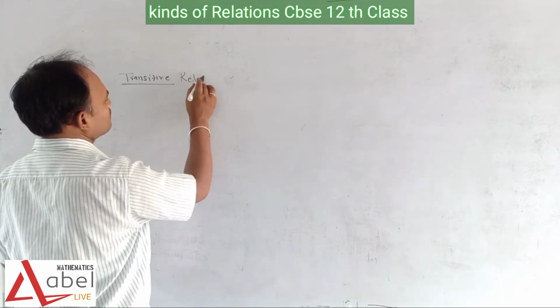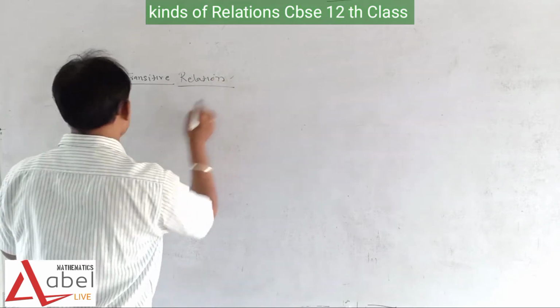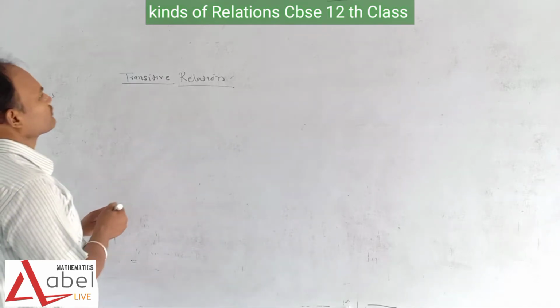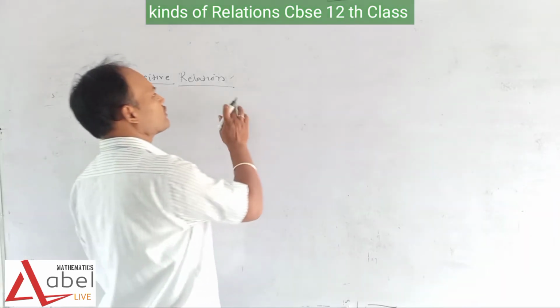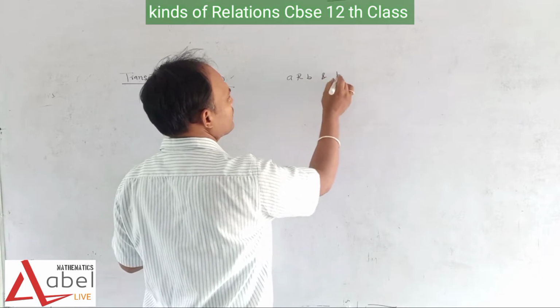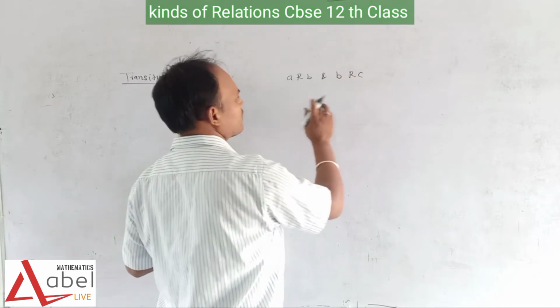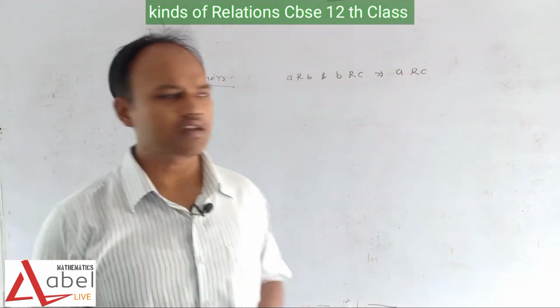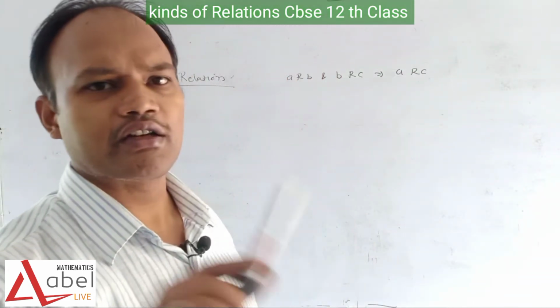Transitive relation. When we discuss the transitive relation, we can say that if A is related to B and B is related to C, this implies A is related to C. When we find this type of relation, then we can say that this is related to this.